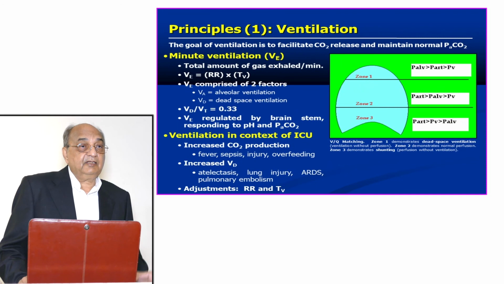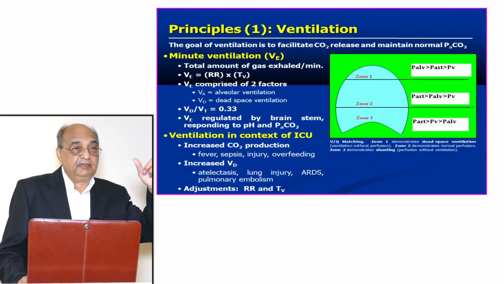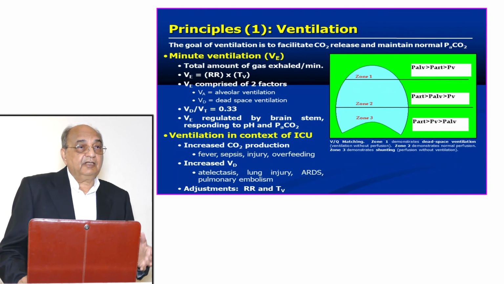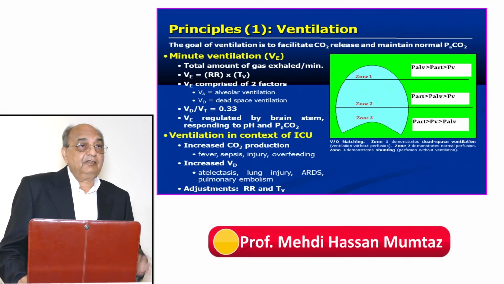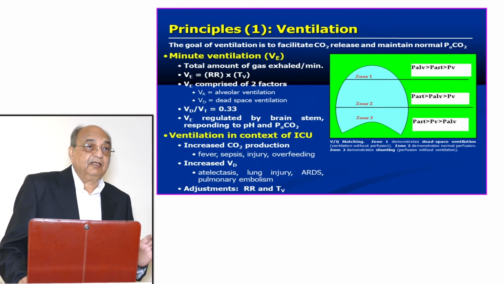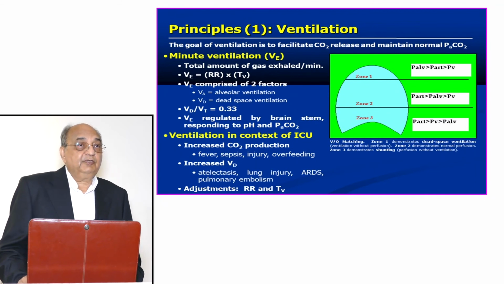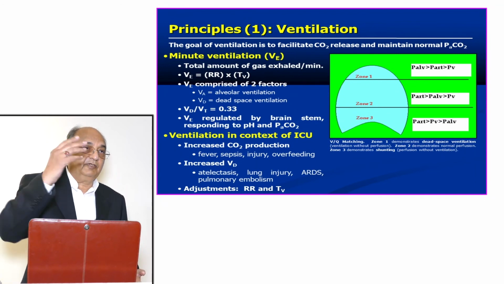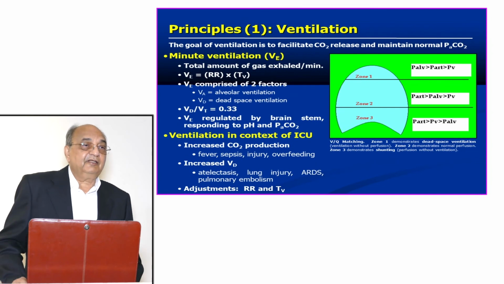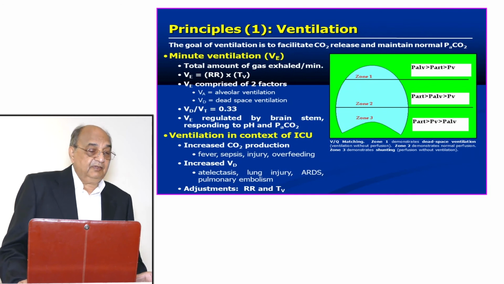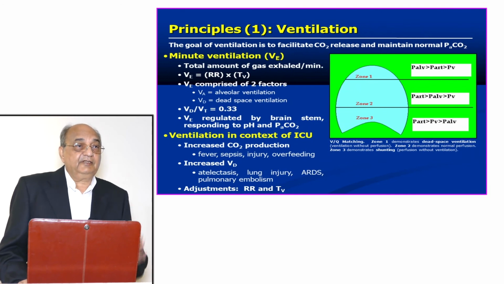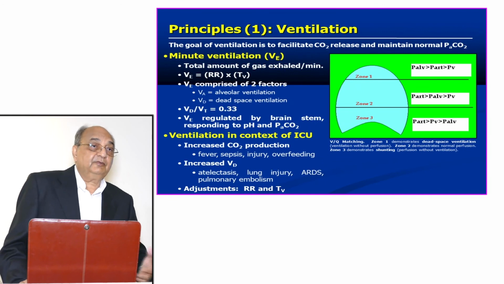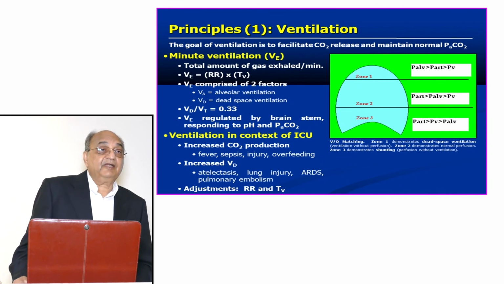If you make a ratio of VD, the dead space ventilation, divided by alveolar ventilation, that is 1/3. So 1/3 of the gases do not come in contact with the blood, and 2/3 come in contact with the blood. Now if you increase the dead space, you will automatically reduce the ventilatory portion, so you will have a dead space effect. If you decrease the dead space, then you will have more ventilation and more passage of gases.